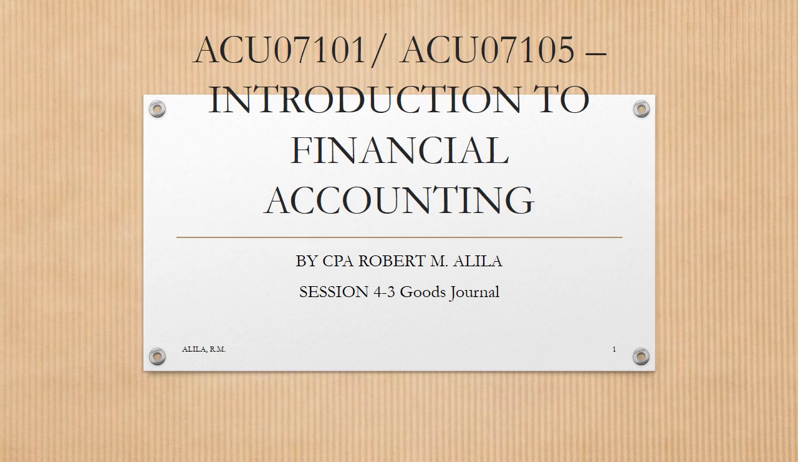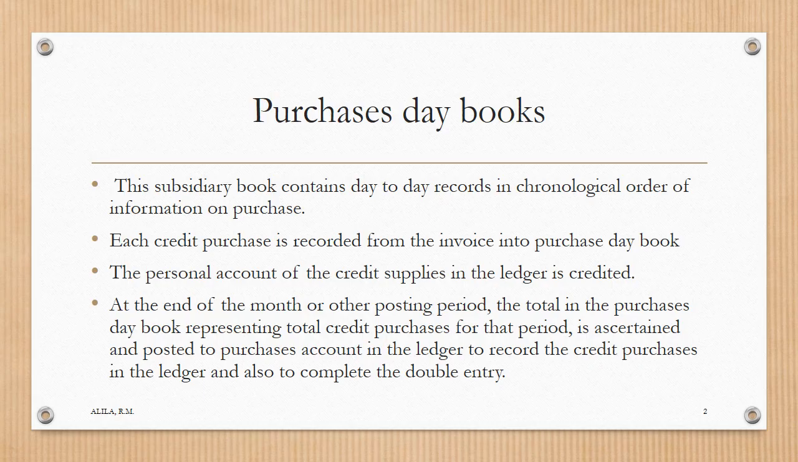Dear class, today let us continue with our discussion of the special journals that are related to goods. One of them is the Purchases Daybook or Purchases Journal. This subsidiary book contains a day-to-day record, in chronological order, of information on purchases on credit. Each credit purchase is recorded from an invoice into the Purchases Daybook.